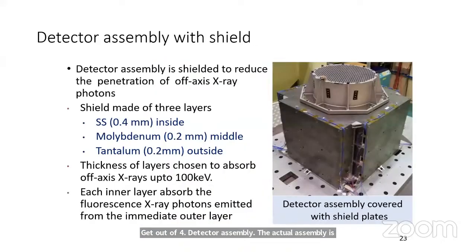The detector assembly is shielded to reduce the penetration of off-axis X-ray photons. Actually, there are shields here. Shields are made of 3 layers: SS of 0.4 mm inside, molybdenum of thickness 0.2 mm in the middle, and tantalum outside, which is 0.2 mm. The thickness of layers is chosen to absorb off-axis X-rays up to 100 kilo electron volt. Each inner layer absorbs the fluorescence X-ray photons emitted from the immediate outer layer.